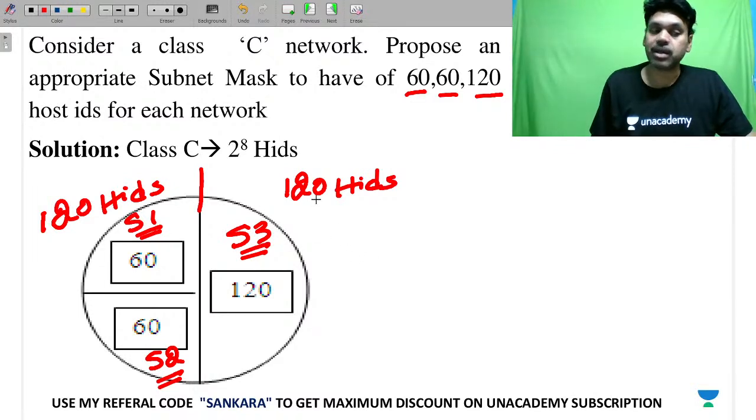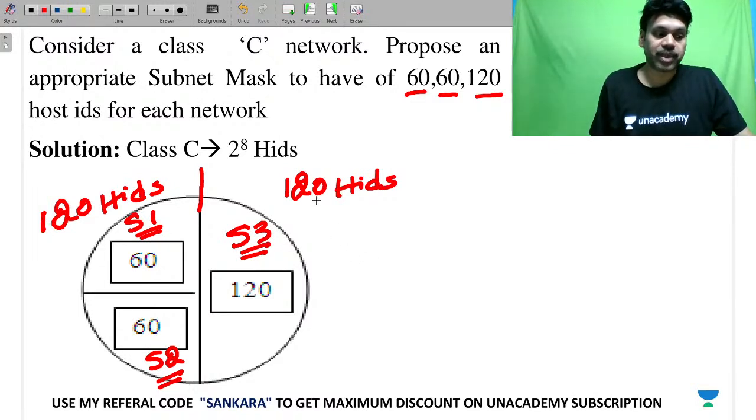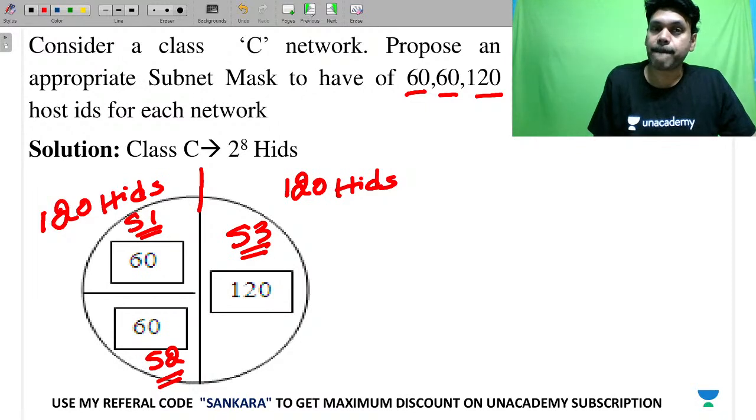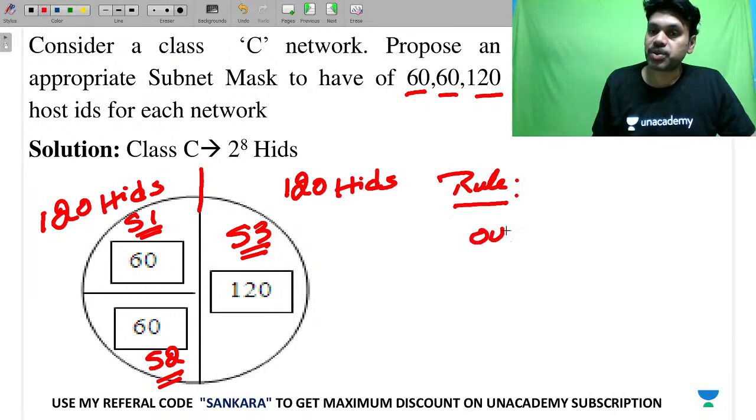Okay, my dear friends, so how to do it? Let us see now. First, rule number one is we have to do the outermost split.